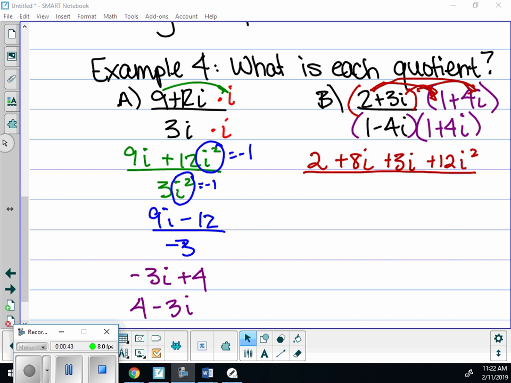Now, when you multiply the conjugates together, 1 plus 4i, 1 minus 4i, what you will end up with is first times first, 1 times 1. If you did the outers, you would get positive 4i. If you do the inners, you get negative 4i. Those go away. So really, you just have first and last. So negative 4i times positive 4i is negative 16i squared.